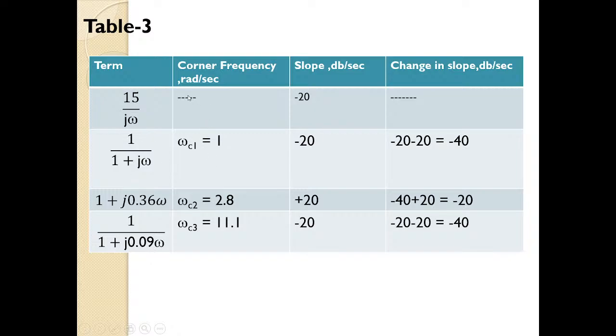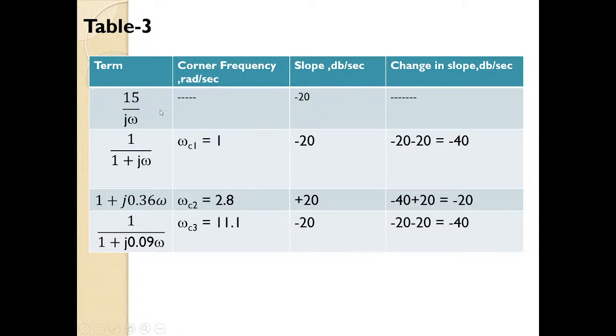And in front of them, write down the corner frequencies. If it is an integral factor, there will not be any corner frequency, no need to write. So write the corner frequencies of the other factors. For 1 by 1 plus j omega, it is omega c1 equal to 1. For 1 plus j 0.36 omega, the corner frequency is 2.8. And for 1 by 1 plus j 0.09 omega, it is 11.9.